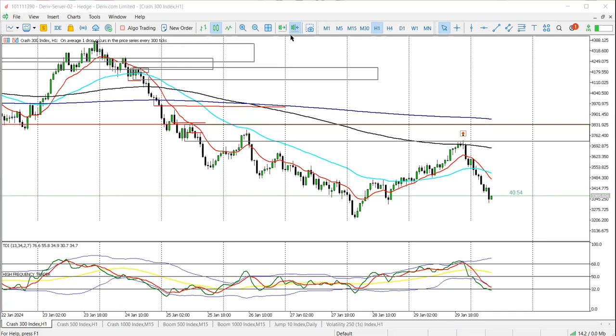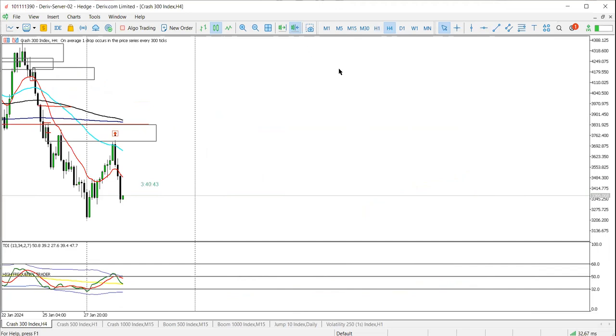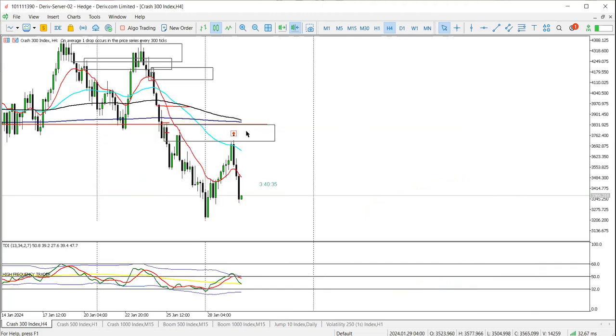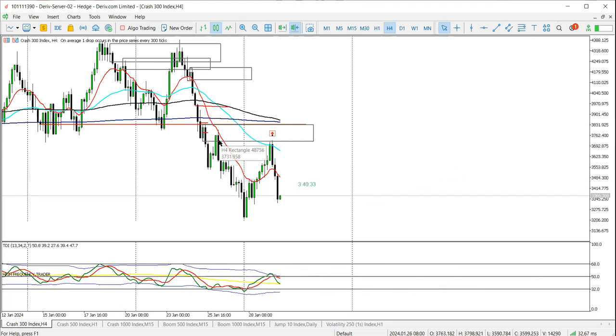So we're just going to quickly start off with C300. From the level we marked yesterday, I'm just going to give a recap of what happened yesterday and our anticipation for today's movements. Yesterday, you remember we had our supply zone here, which we marked as our point of interest. If you notice, price came and tapped right into that zone.